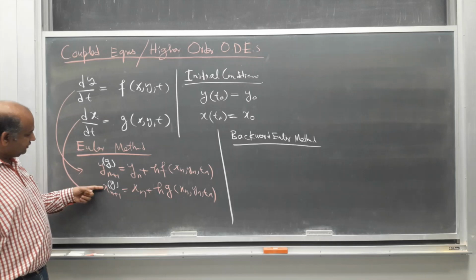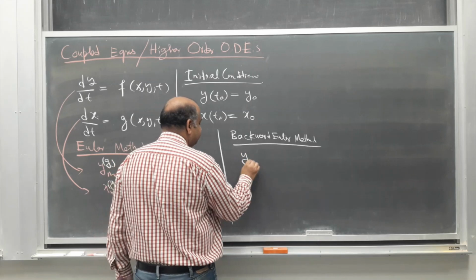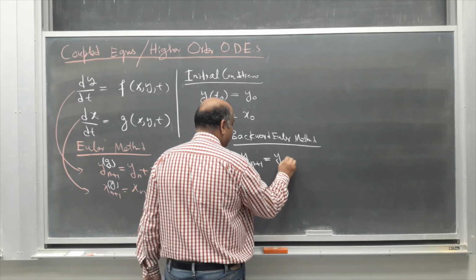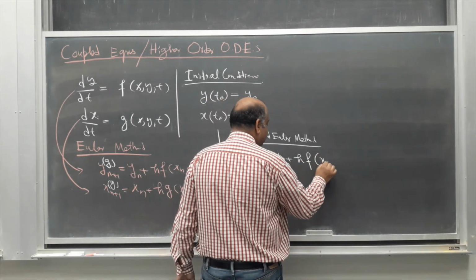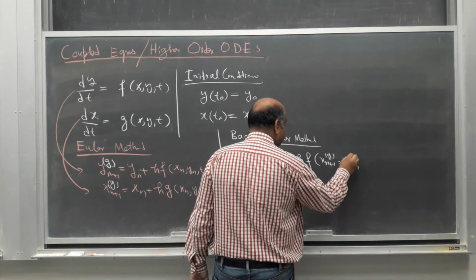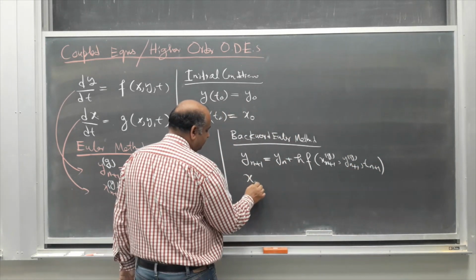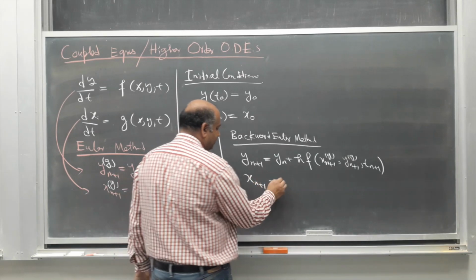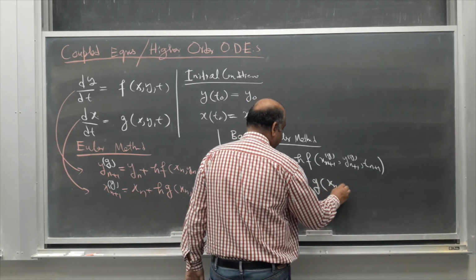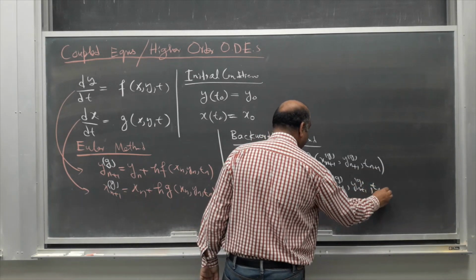And once we have these guess values at each step, we can find the so-called corrected value as yn plus h f(xn+1 guess, yn+1 guess, tn+1), and the so-called corrected xn+1 as xn plus h g(xn+1 guess, yn+1 guess, tn+1).